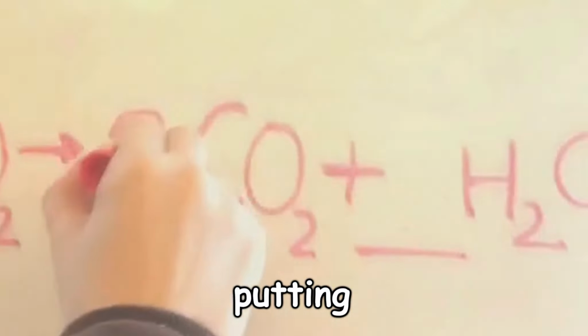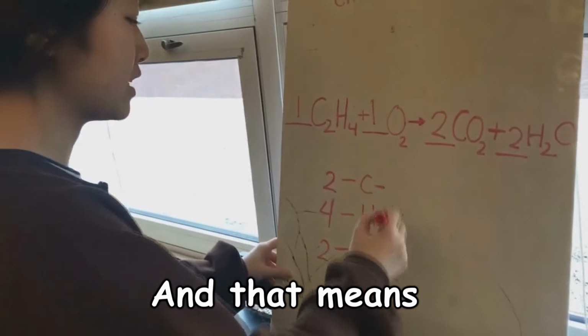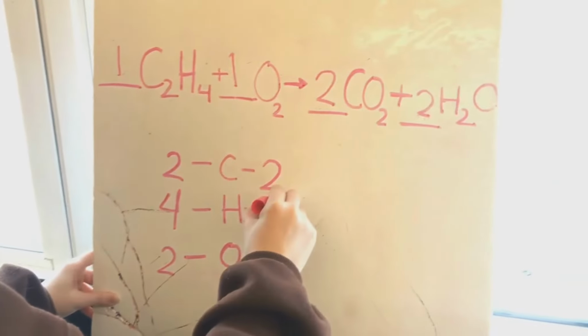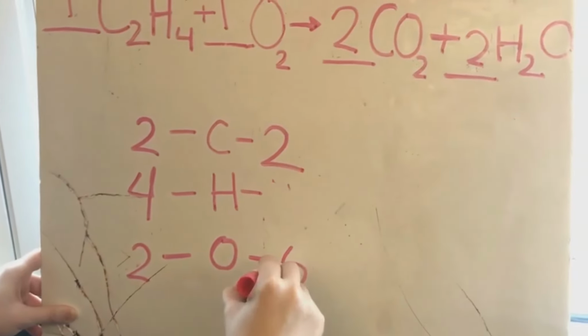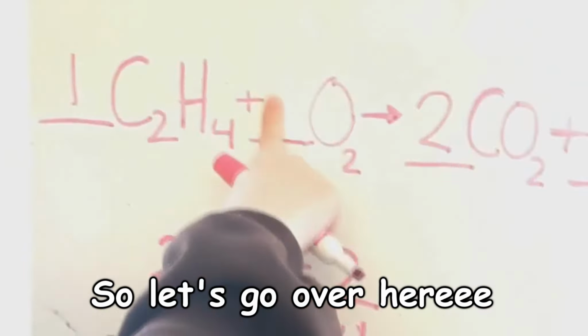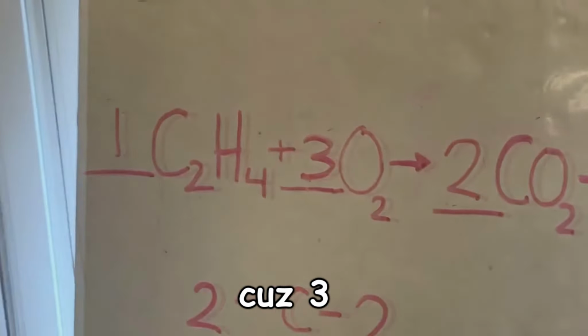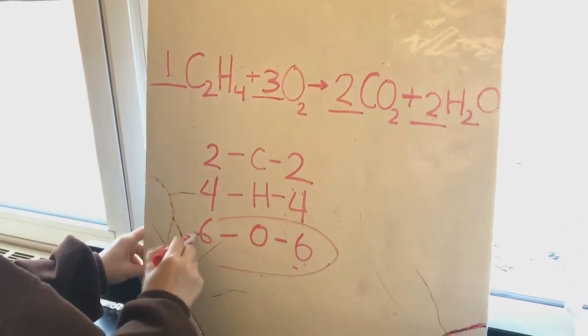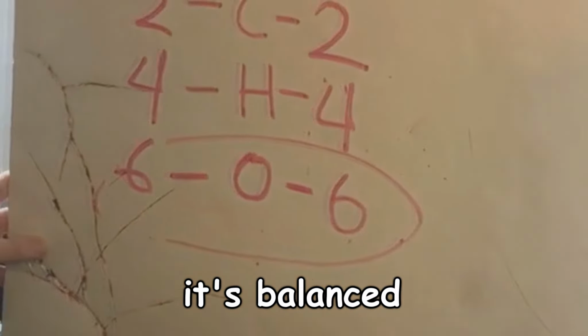So first, let's start off with 1. Wow! It's the same. So let's try putting 2 over here. And that means we have 2 carbons, 6 oxygens, and 4 hydrogens. Math is hard. So next, it seems like oxygen is not the same. So let's go over here and put that to 3. Because 3 times 2 is 6. So now, it's balanced.